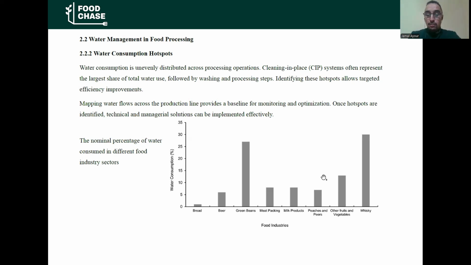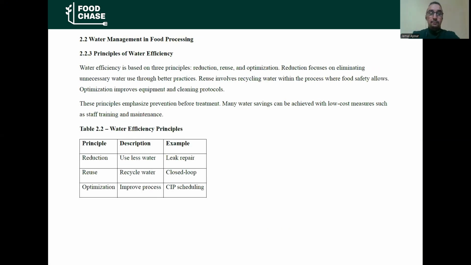As you can see in this graph, the importance of water consumption in different food production, for bread, for beer, green beans, for example, and for whiskey, for example, we have up to 33 percent of consumption of water. The percentage of water consumed is very high, and it depends on the activity of each industry.